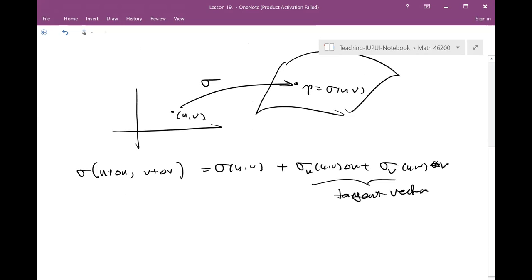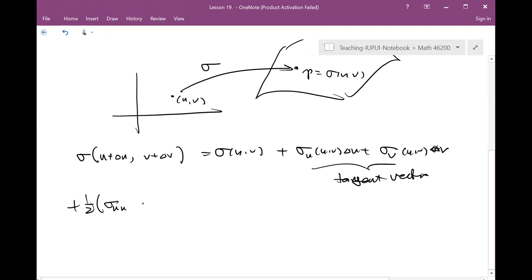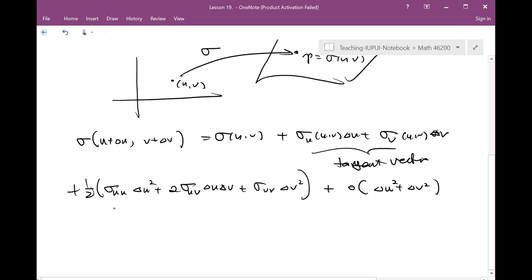Then the second one, by Taylor expansion in two variables, would be sigma uu delta u squared, twice sigma uv delta u delta v, sigma vv delta v squared, plus the higher order terms. This is the Taylor expansion, but this one is a vector.